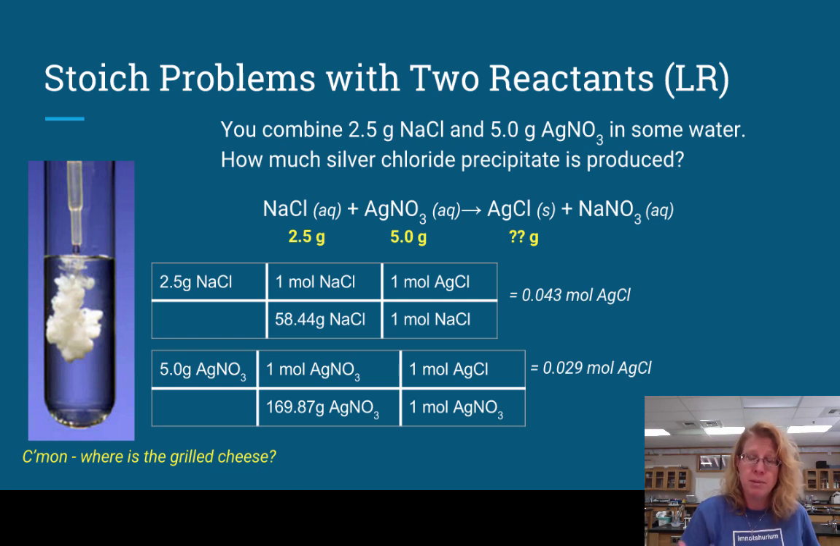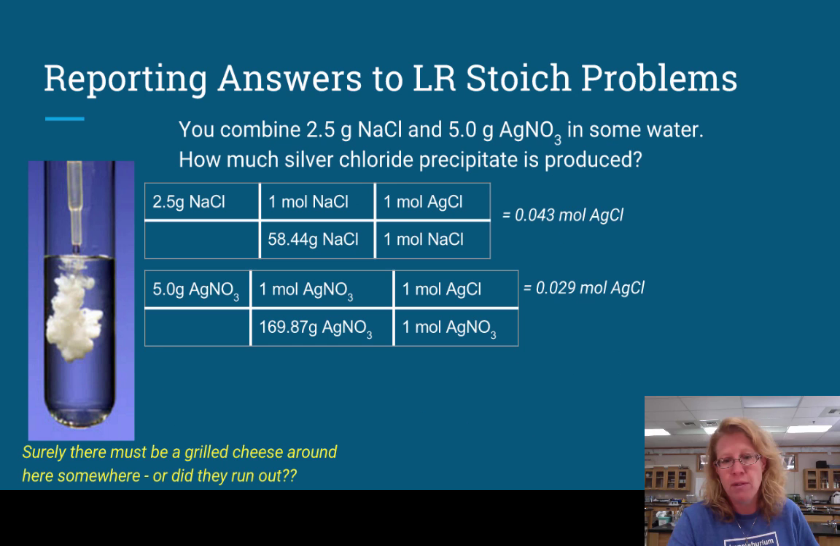So here's my two possible numbers of sandwiches. I've got 0.043 is one possible, and then 0.029 is my second possible. So between these two, one of them's limited and one of them's excess. So we've got to take a look at making that last decision now. I have two values. Which one's the real value? Which one's the theoretical yield? And for that, we have to go with the smaller of the two.